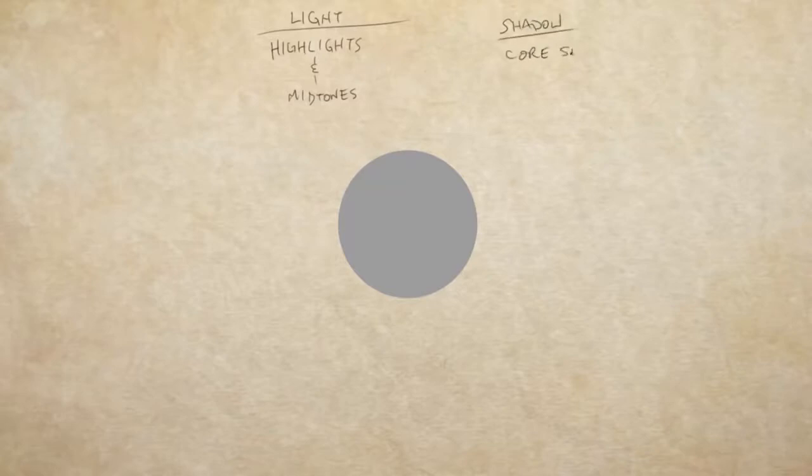And the things to remember are that we have this pattern that forms where you have highlights and midtones in the light side, and in the shadow side you have the core shadow and reflected light.